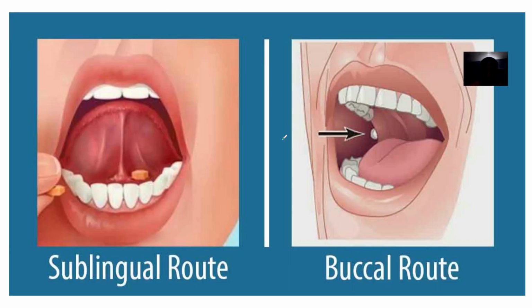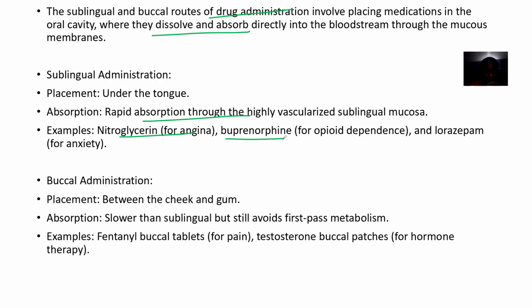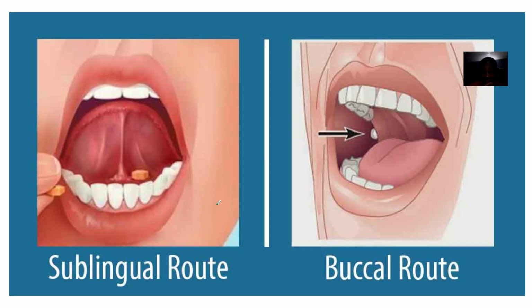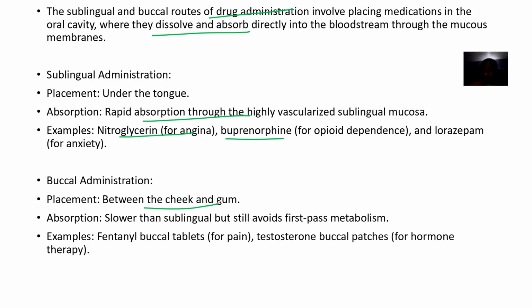Then for the buccal, that's inside the cheeks, placement is between the cheek and the gum. The absorption here is slower though, but basically, the advantage is bypassing the first pass effect. Examples of medications given inside the cheeks are fentanyl buccal tablets for managing pain, and testosterone buccal patches for hormone therapy.